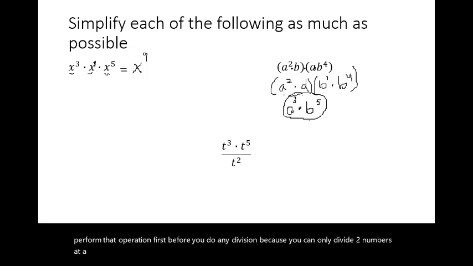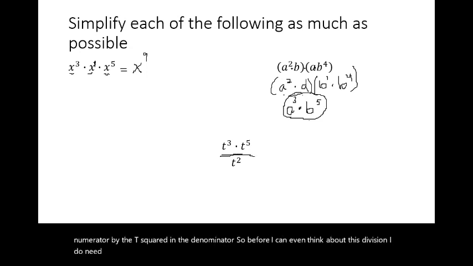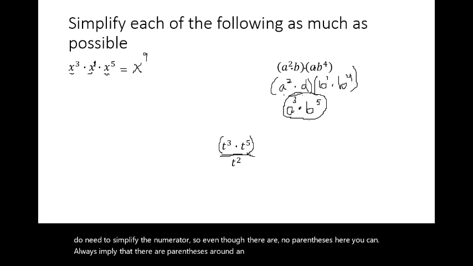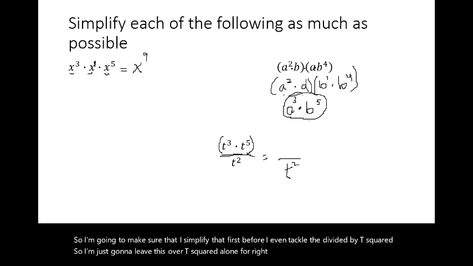The same thing is going to apply here. We can only divide a single t to a power in the numerator by the t squared in the denominator. So before I can even think about this division, I do need to simplify the numerator. So even though there are no parentheses here, you can always imply that there are parentheses around an expression like this. So I'm going to make sure that I simplify that first before I even tackle the divided by t squared. So I'm just going to leave this over t squared alone for right now, and I'm going to simplify the numerator down to one single exponential.